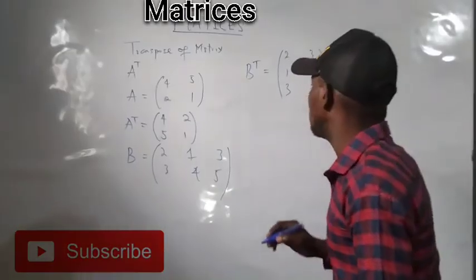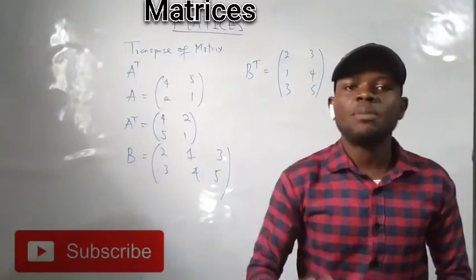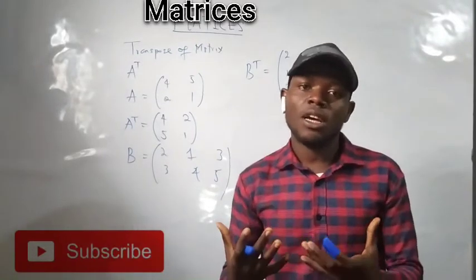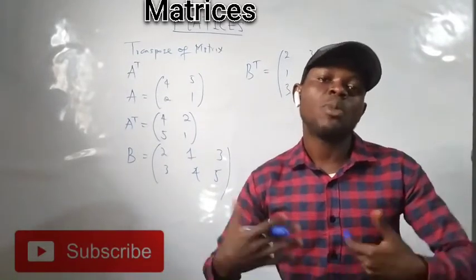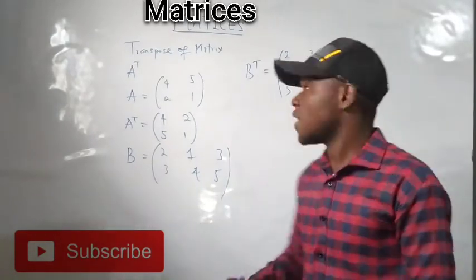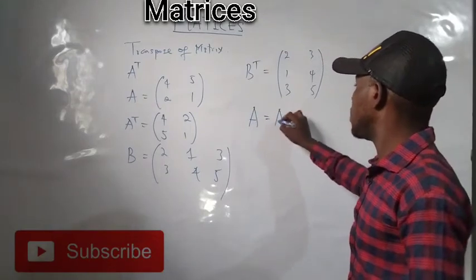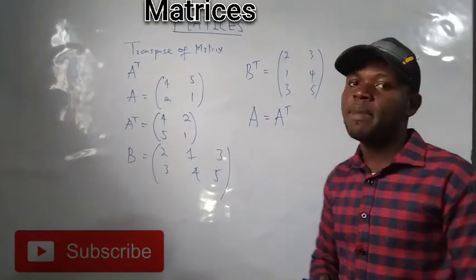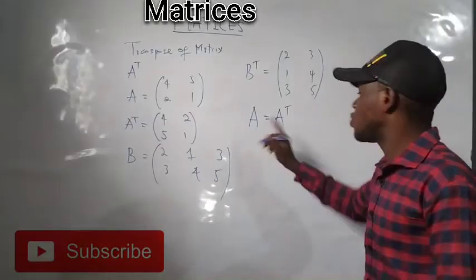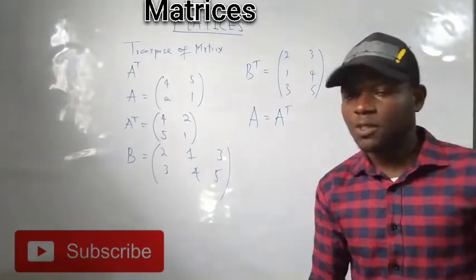But a symmetrical matrix is actually a matrix. Given a matrix A, a symmetrical matrix is a matrix that is the same as its transpose. That is to say, if you are given a matrix A and you discover that after transposing it, it is equal to the original matrix A, then we refer to such a matrix as a symmetrical matrix.